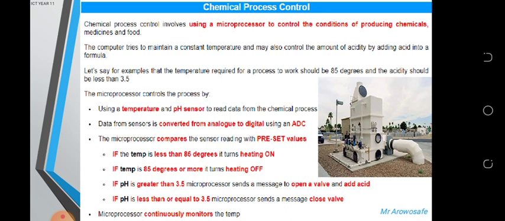So at this junction now, microprocessor continuously monitors the temperature.